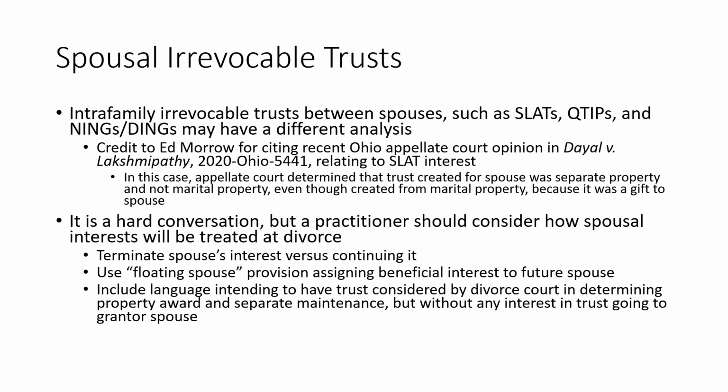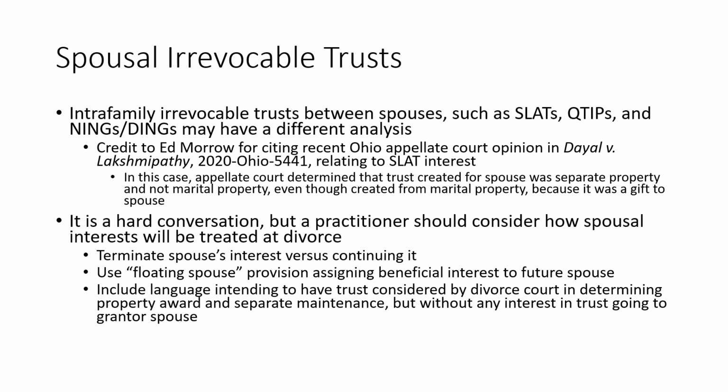Now, there was one problematic clause in the trust in that case that specifically said that an interest would be a gift and wouldn't be community property or anything, but instead would be treated as separate property. So it's not clear whether that clause was the determining factor or whether the nature of that entire SLAT was the determining factor there. But either way, what I cite that for is the fact that this should put on your radar the fact that it's a little more risky in the divorce context to create this kind of trust. And it's a hard conversation to have in the planning and implementation phase, but a practitioner and a client should consider how spousal interests will be treated at divorce.